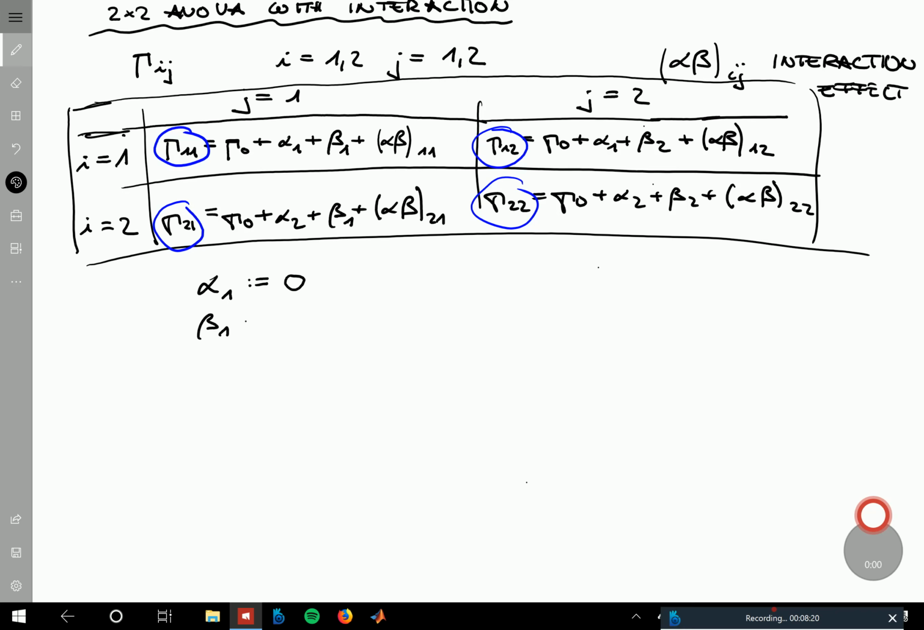Beta 1 is set to 0, so we get rid of beta 1, alpha beta 1 1, alpha beta 1 2, and alpha beta 2 1. They are all set to 0. Yeah? What we didn't do right now was to write this in design matrix formulation. That's a nice exercise that you can do at home.